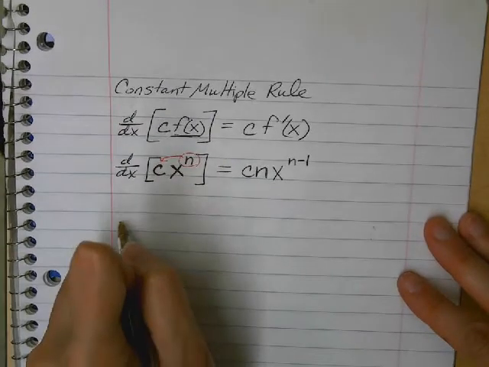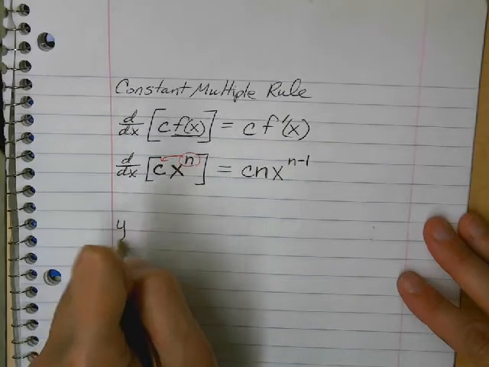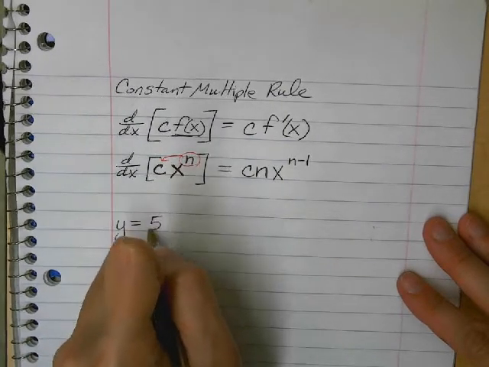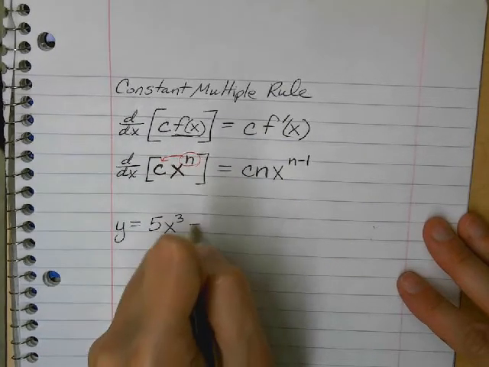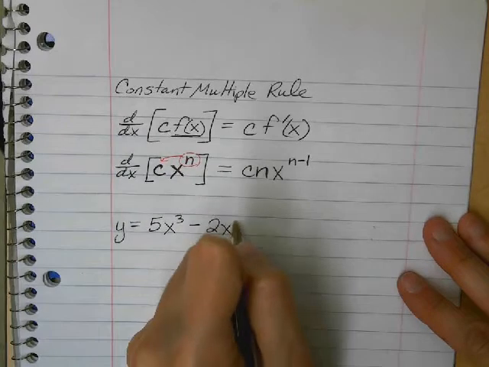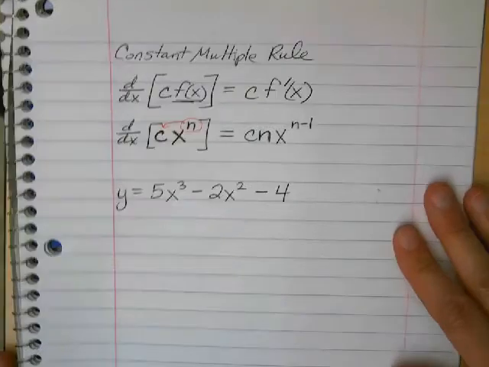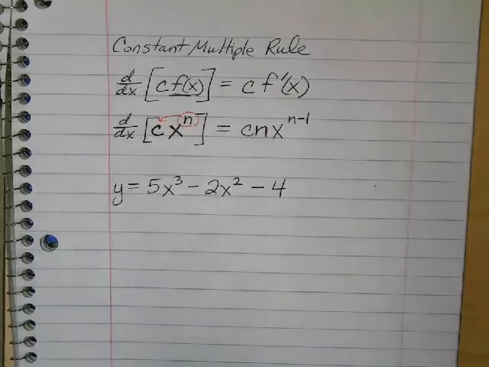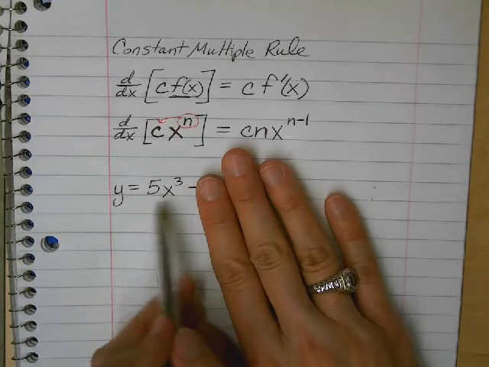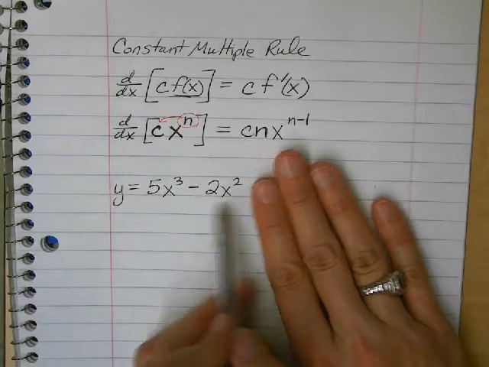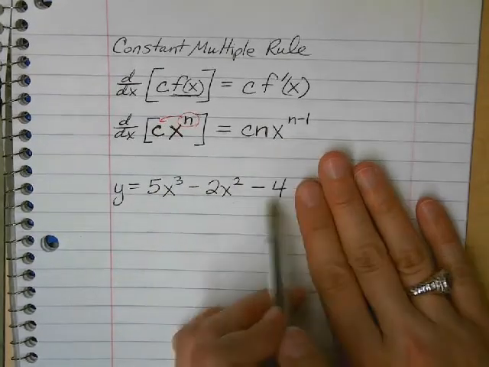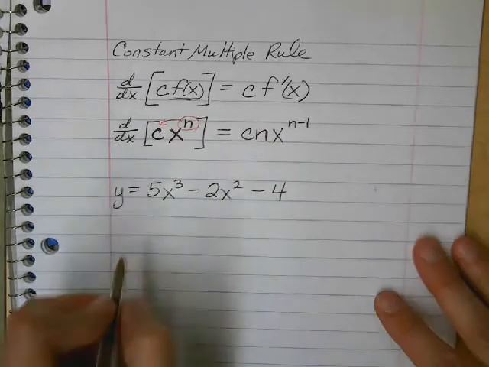So let's try one. Let's say we had y equals 5x to the 3rd minus 2x squared minus 4. And you can do derivatives with addition and subtraction problems. You just look at each piece. Let's do the power rule on this, then let's do the power rule on this. Let's just look at each piece one at a time.